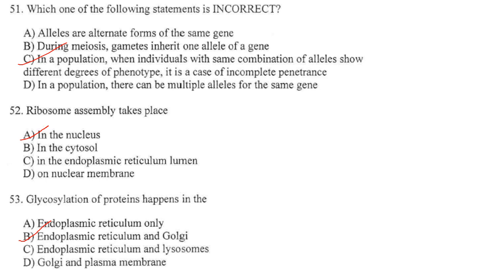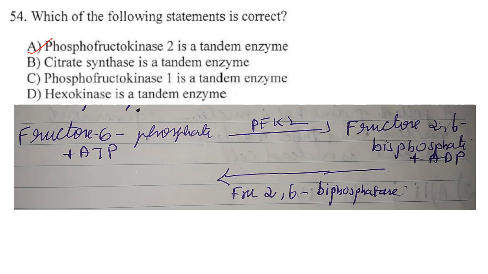Then ribosome assembly takes place in the nucleus. Actually, it is the nucleolus. Since the nucleolus is present in the nucleus, nucleus can also be the right answer. Then next one. Glycosylation of protein happens in. There are two types of glycosylation, N-linked and O-linked. N-linked takes place in endoplasmic reticulum and O-linked takes place in the Golgi. So the answer here is option B, that is endoplasmic reticulum and Golgi.